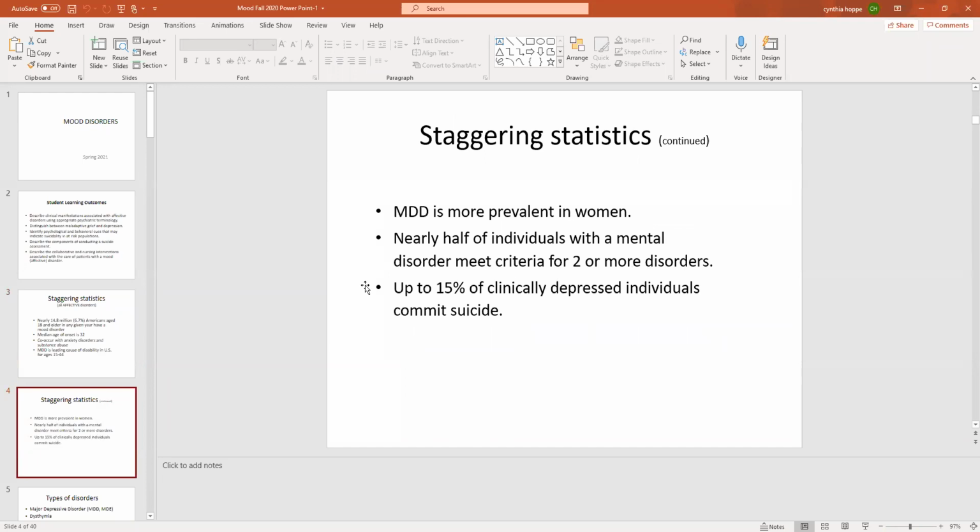We talked about women. Nearly half have other mental health disorders, and up to 15% of clinically depressed individuals commit suicide. Another interesting fact is that when they look at suicides, they went back and they saw that many of these patients were seen by a healthcare provider.